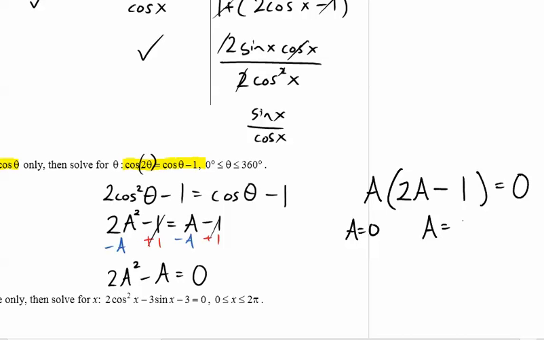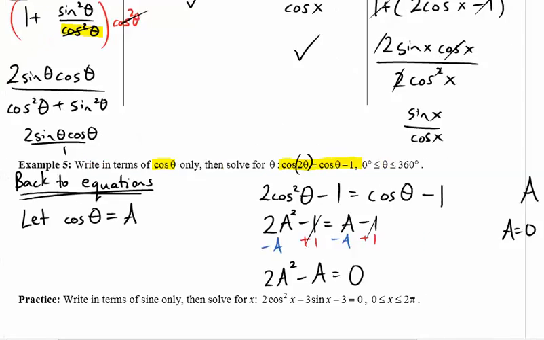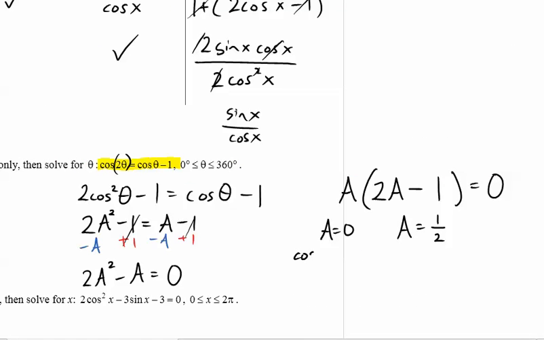or a is 1/2. So now that I've solved it for a, I can look back at what I let a be. So I said a was cosine theta. So now I'm going to put my cosine theta back again. Either cosine is 0 or cosine is 1/2, which is x over r.